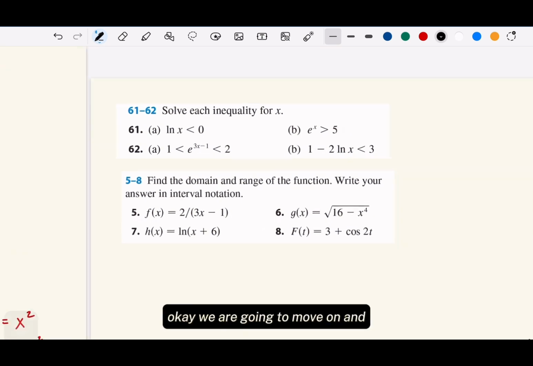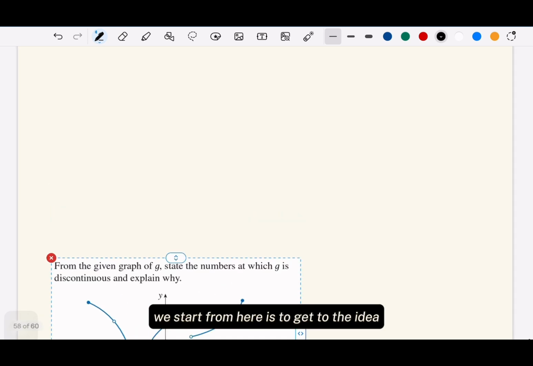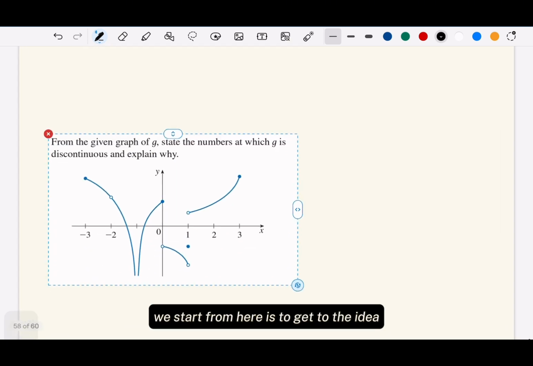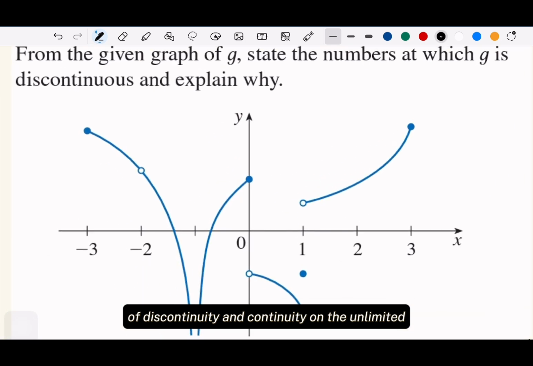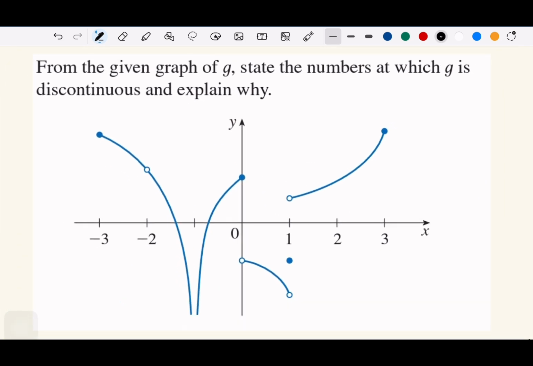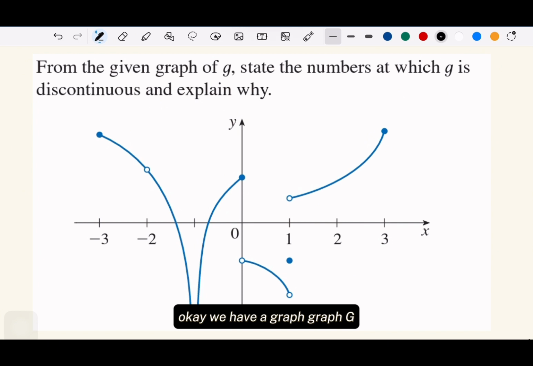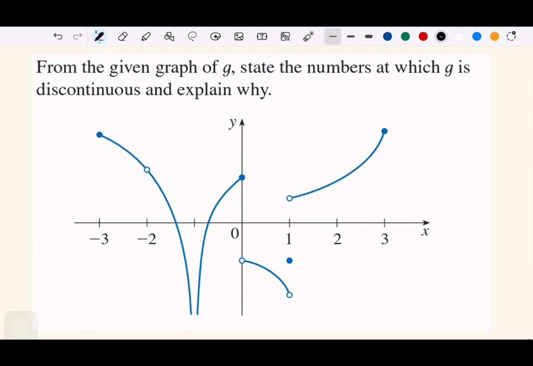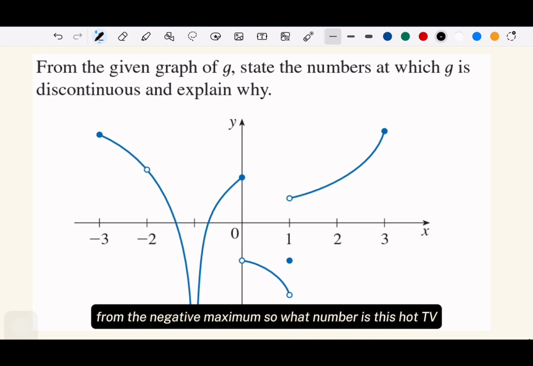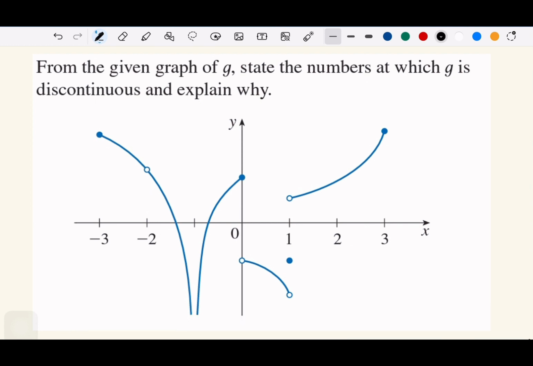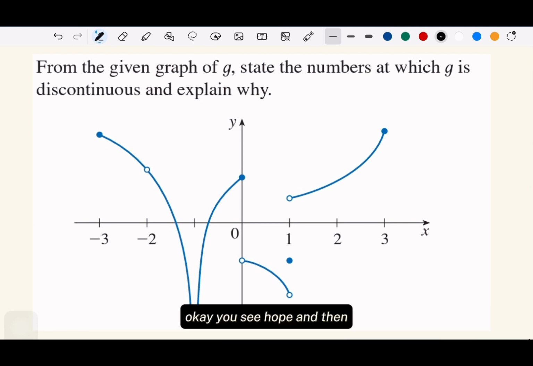Okay, we are going to move on, and we start from here just to give you the idea of discontinuity and continuity on limit. We have a graph G. State the numbers at which G is discontinuous and explain why. You have this graph, so maybe we can start from the left, from the negative x. What number is discontinuous? Negative 2, okay, you see the hole.